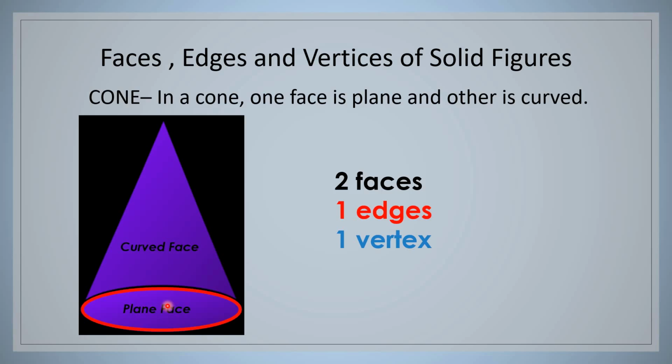Then there is one edge. This is the edge of the cone and there is one vertex. Vertex is here where two points are meeting. So therefore this is a vertex here. So therefore cone has two faces, one edge and one vertex. Remember, cone has one face that is plane, other is curved. So therefore it has two faces, one edge and one vertex.